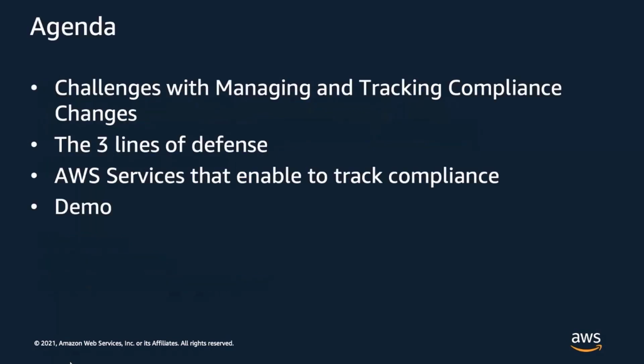Today, we're going to talk about some of the challenges that many have faced when managing and tracking compliance changes within our AWS resources. We're going to go over what the 3 lines of defense are and how this can help us in managing and tracking compliance. We're then going to talk about the AWS services that can enable one to track and manage their configuration changes and keep in a specific compliance state. Then lastly, we're going to go over a demo on how we can utilize AWS Config to help manage and track our AWS resources to run operationally excellent workloads within our AWS environment.